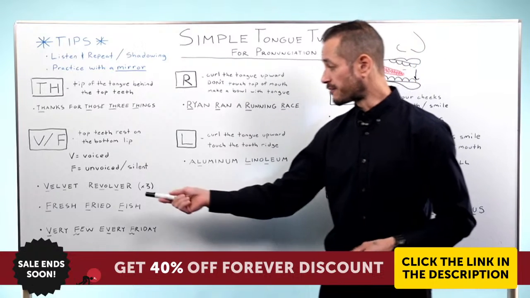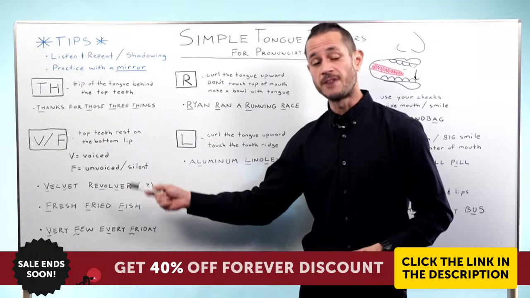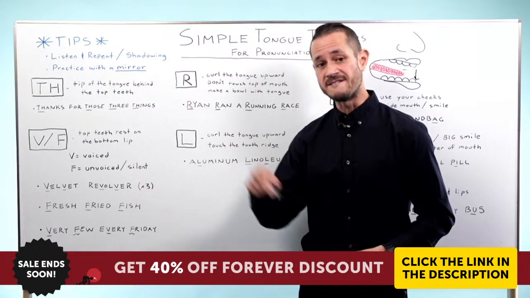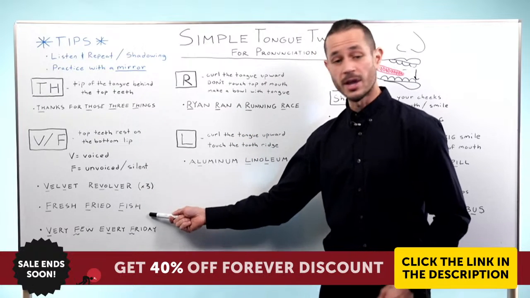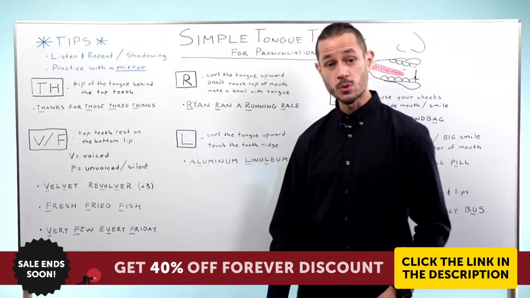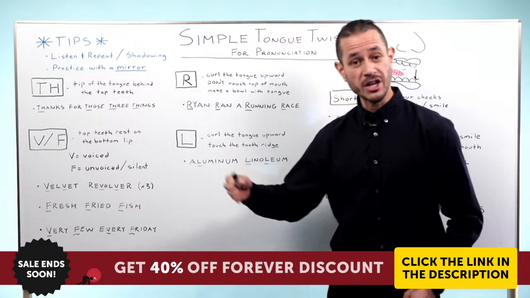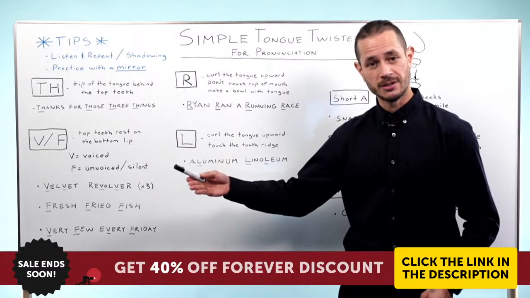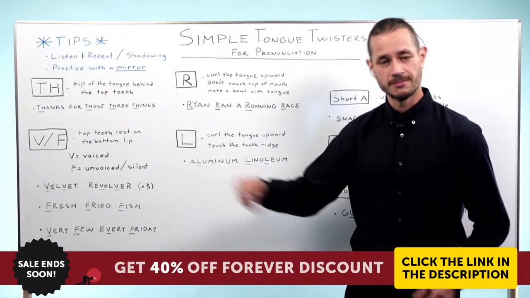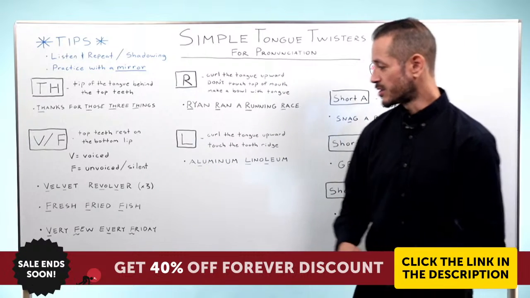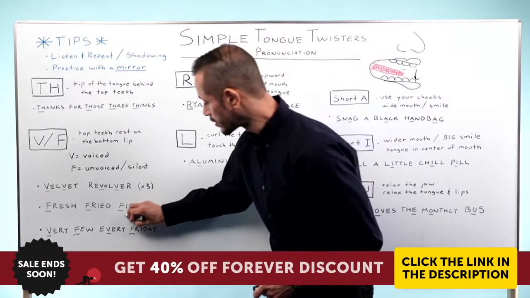So, again, for the letter V, velvet revolver. Letter V, v, v. For the letter F, our tongue twister is fresh fried fish. Fresh fried fish. You can try saying it quickly. You can also change the order.